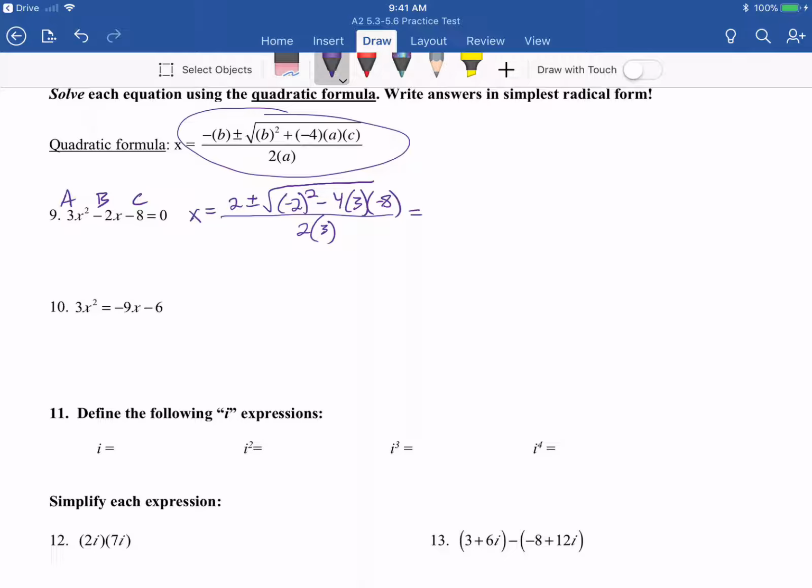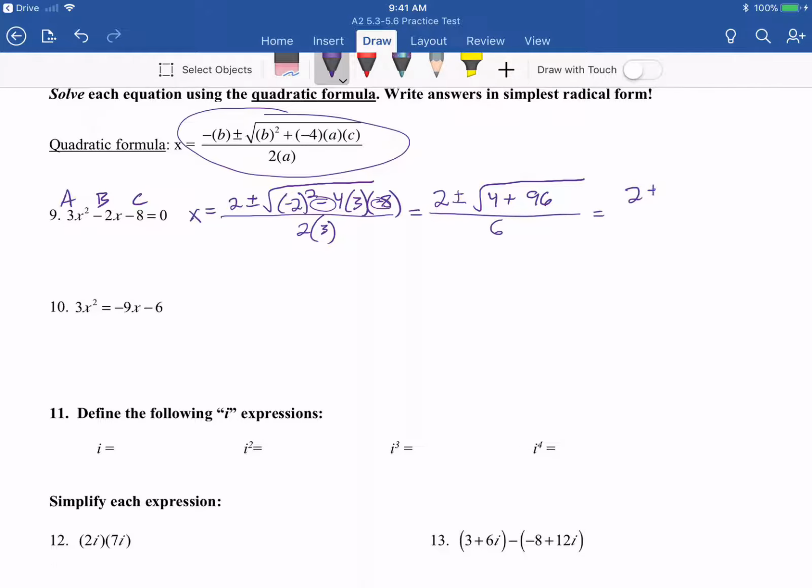So as I go through and simplify, this is the hard part where students seem to get caught up. I have 2 plus or minus the square root. Negative 2 squared is 4. And then this is where you have to be careful. I have 1 and I have 2 negatives, so 2 negatives is going to make a positive. And then 4 times 3 is 12. 12 times 8 is going to be 96. So here, all over 6.